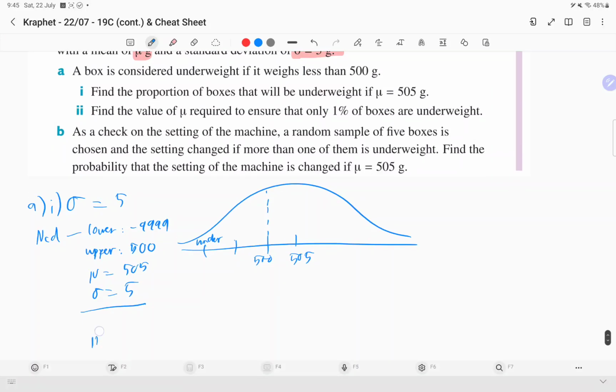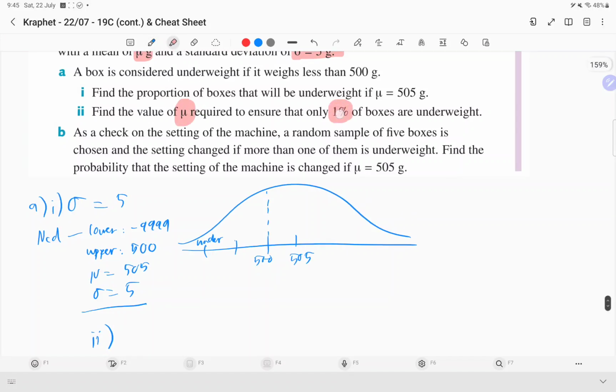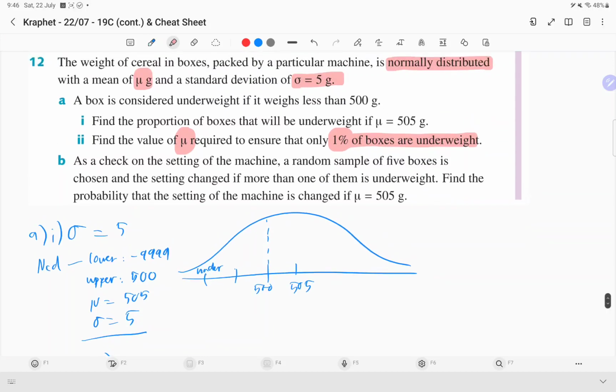Now question A2. Find the value of the mean. Now we need to find the mean so that only 1% of boxes are underweight. Why is the upper 500? Because you are looking at the proportion of boxes that will be underweight, and underweight means the weight is less than 500. But I'm saying, if the mean is 505. Yeah, so you're finding the area from here to 500 only. The mean is only the parameter.